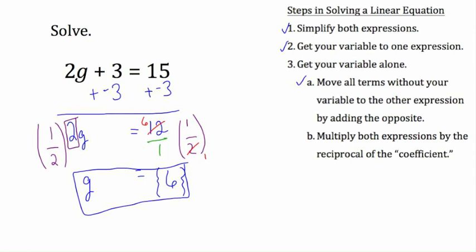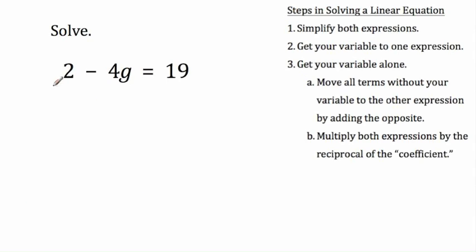Let's move on to another example. The directions are still to solve, and it's a linear equation, 2 minus 4g equals 19. In step 1, we simplify both expressions, and here we can change subtraction to addition by adding the opposite. Now both expressions are simplified.